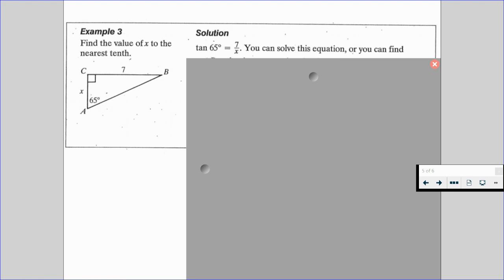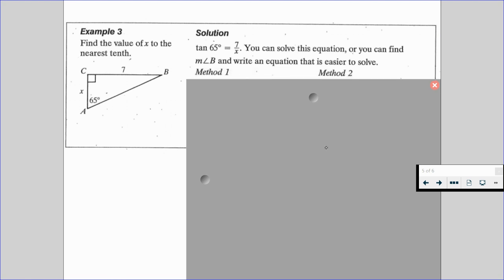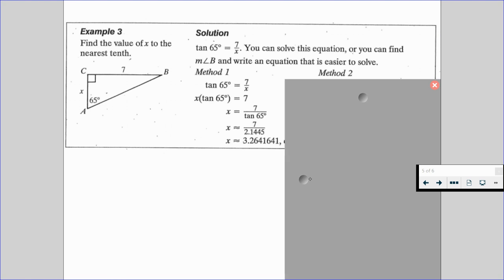And you can solve this equation, or you can find the measure of angle B and write an equation that is easier to solve. So the two methods that we are going to be going through, on the left-hand side, we can use method number 1. We can say tangent of 65 is equal to 7 over x.